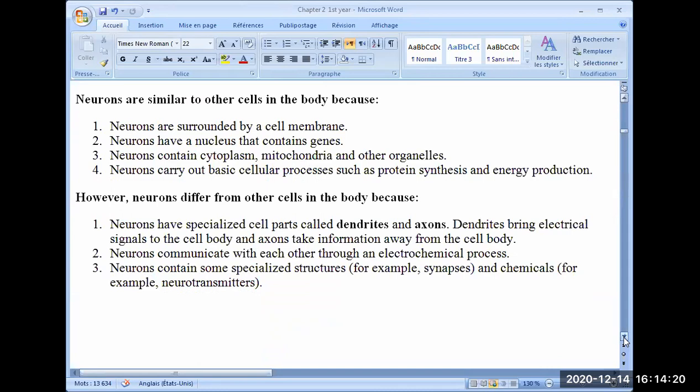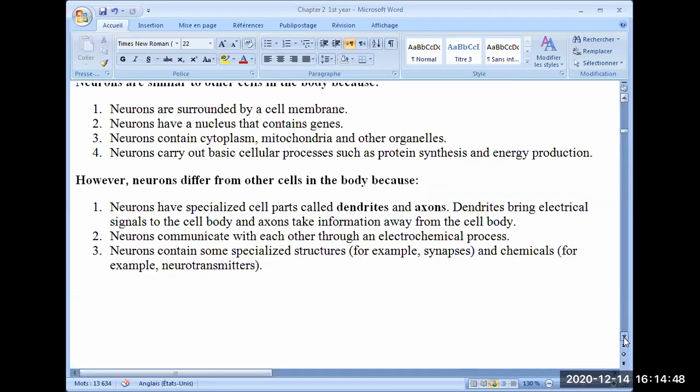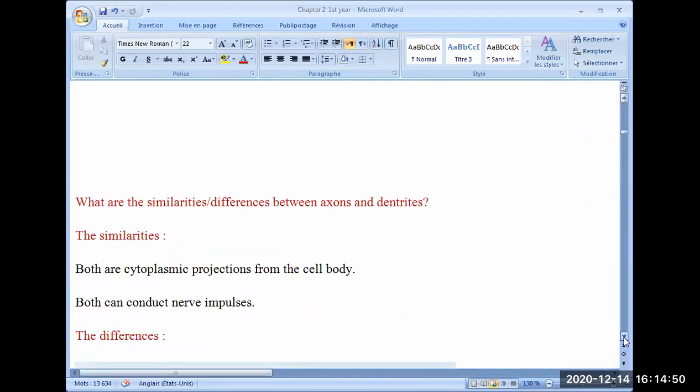What are these differences? Neurons have specialized cell parts called dendrites and axons, which are not found in other cells. Dendrites bring electrical signals to the cell body, and axons take information away from the cell body. Neurons communicate with each other through an electrochemical process, and neurons contain some specialized structures like synapses and chemicals like neurotransmitters. We have now another question, which is what are the similarities and differences between axons and dendrites?